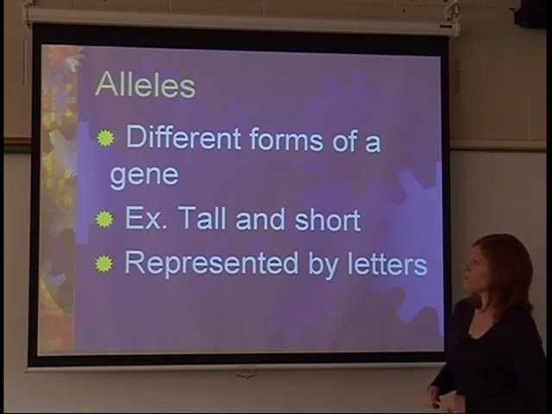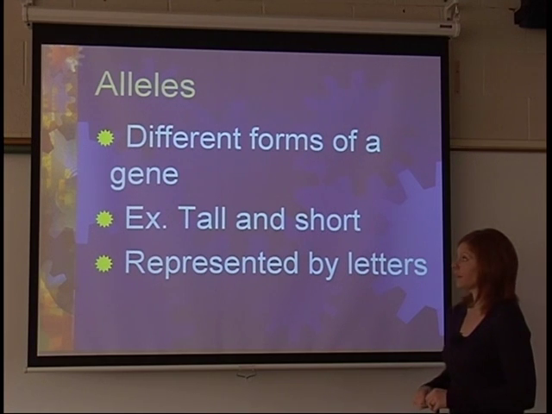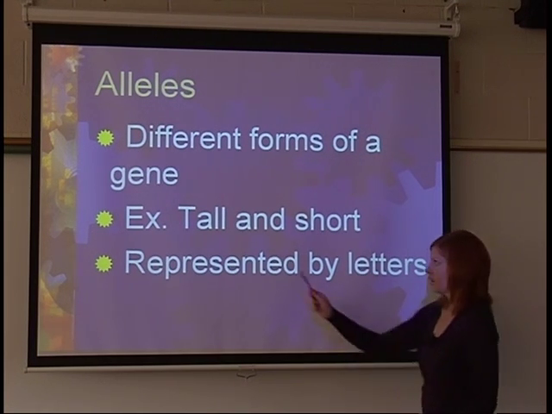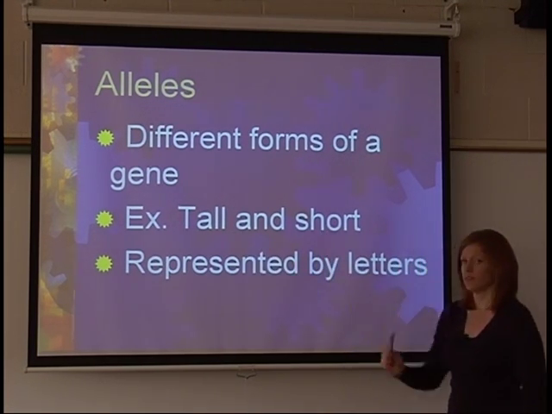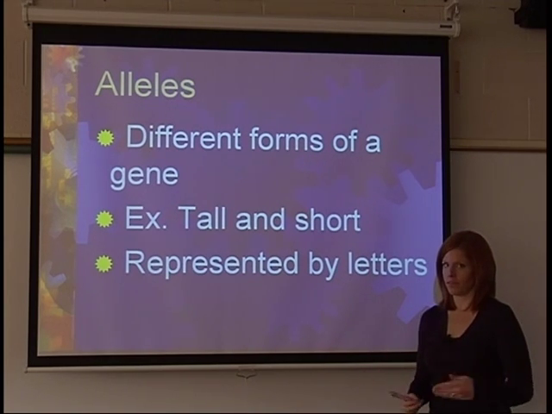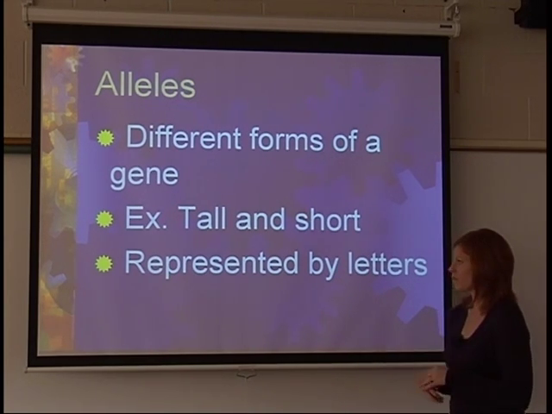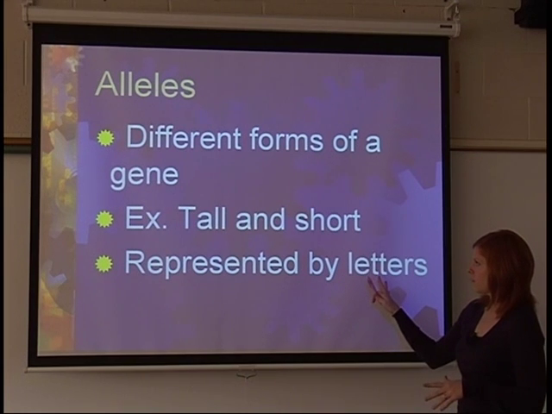Alleles are the different forms of the gene. So if we're talking about a gene for height, the different alleles in a plant could be tall and short. This is a plant, we're not talking humans. This is a plant where there's really only two represented. And we represent these by letters.